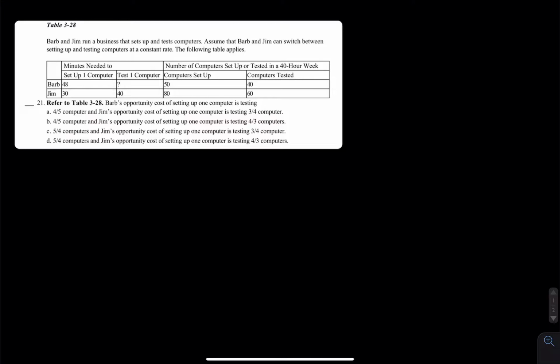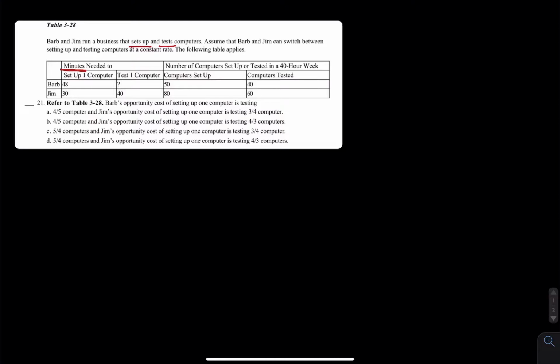Okay, so this is a question about opportunity costs. We are given that Barb and Jim run a business that sets up and tests computers. Assume that Barb and Jim can switch between setting up and testing computers at a constant rate. The following table applies. Notice that in the first two columns, you are given the minutes needed to set up one computer or test one computer for both Barb and Jim.